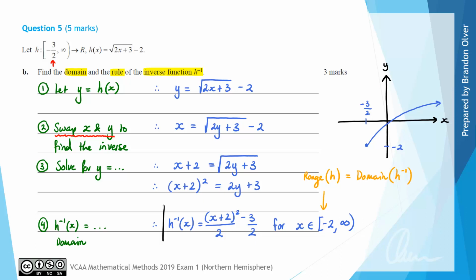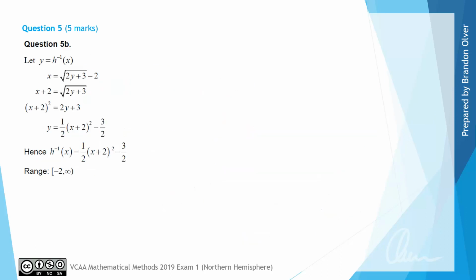So therefore we now have the complete answer for this question. And if we just have a quick look at the examiner's report, which is essentially just the answers for this question, we can see that our rule for h inverse of x matched theirs, and that the range that we stated, which becomes the domain of the inverse, is correct.